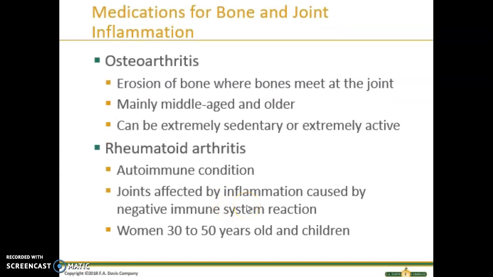Osteoarthritis is the erosion of bone where the bone meets at the joint. We mainly see this in middle age and elderly patients, and we can see it in patients that have been extremely sedentary or, on the other end of the spectrum, extremely active. Rheumatoid arthritis is an autoimmune condition, and the joints are affected by inflammation caused by negative immune system reactions. Women 30 to 50 years old and children is where we most typically see rheumatoid arthritis.